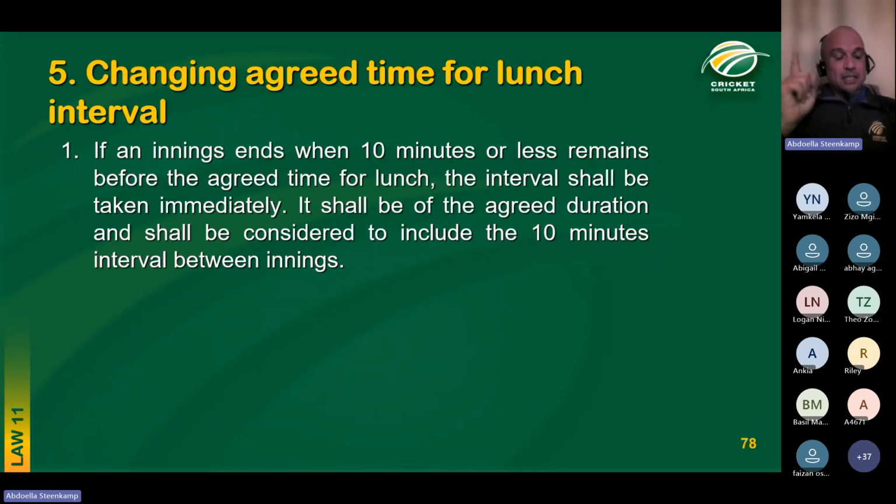So you can only activate this clause if an innings ends 10 minutes or less to lunch. If England was dismissed at 11:48, what happens next? Can you activate this clause? No, you cannot. Why? Because it's 12 minutes to go to lunch, and you can only activate this clause at 10 minutes or less. So in this example you cannot take an early lunch. There will now be a change of innings interval from 11:48 till 11:58, and you'll probably play 1 over and then you'll take lunch.